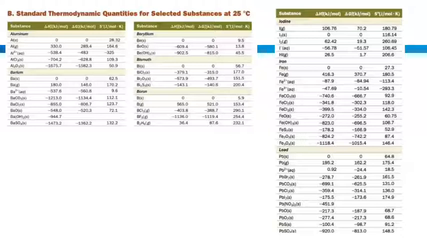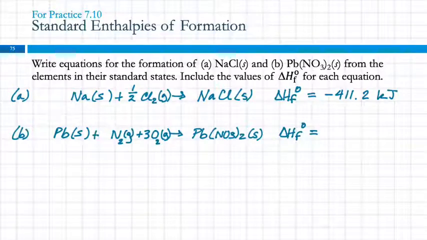But then we're going to find lead nitrate down here, and we'll see that its standard heat of formation is minus 451.9 kilojoules. Any questions? There probably will be a multiple choice question about which of these equations is the formation reaction for this compound.